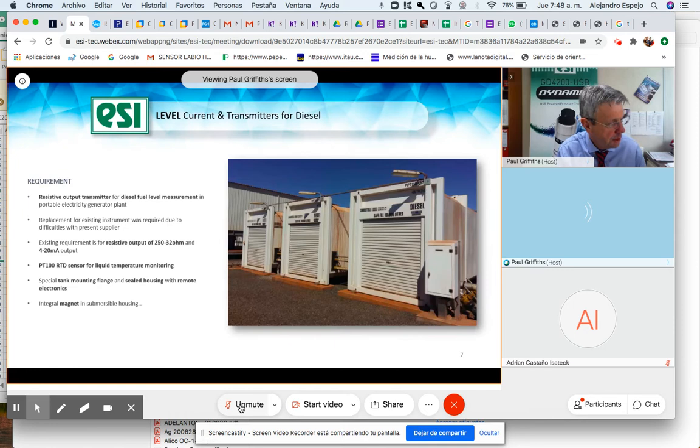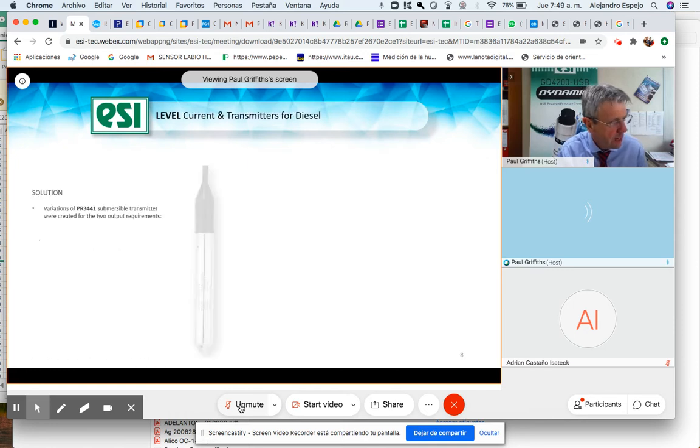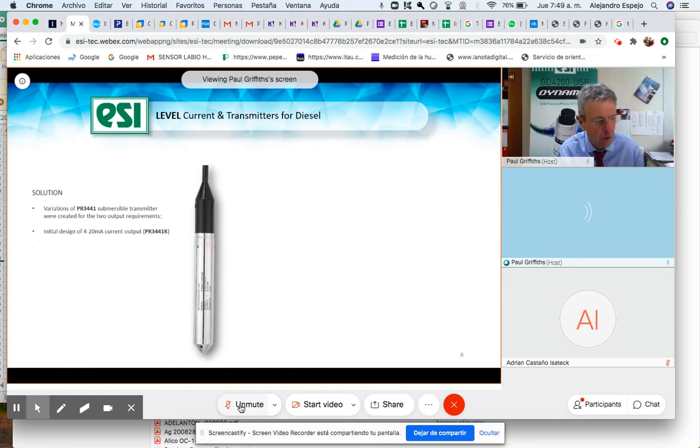So you'll see what I mean when you see the next slide. So we took the standard PR3441, this is our submersible transmitter, so it's made from stainless steel. It has a polyurethane cable, so it's suitable for diesel. And this is a polyurethane molding, which gives the connector strength and makes a seal between the cable and the transmitter.